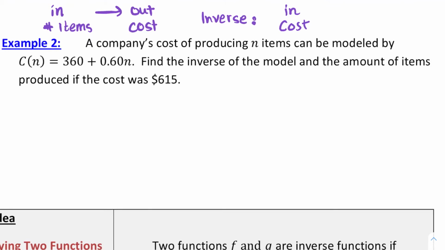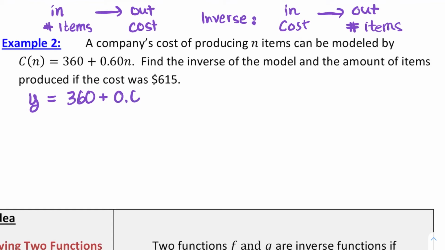Instead of plugging in the items and getting out the cost, we're going to plug in the cost and get out the number of items that it would have taken to have that production cost. So to start with, I'm just going to write this as y equals 360 plus 0.6 times my number of items. I'll go ahead and just swap my n and my y and then solve for y.